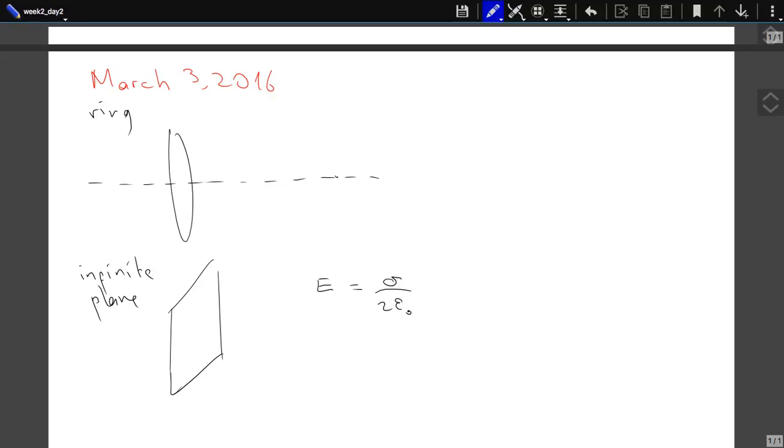Okay, other questions? Now, some properties of electric field lines.